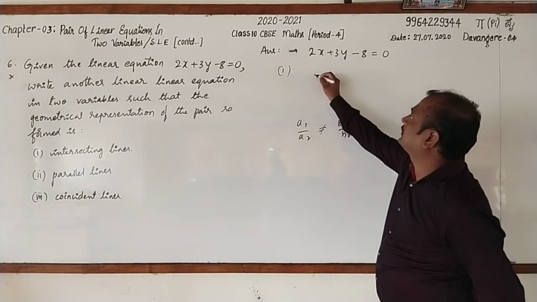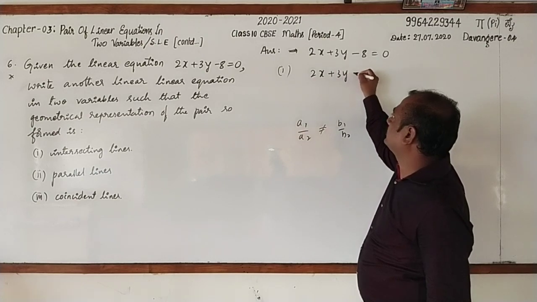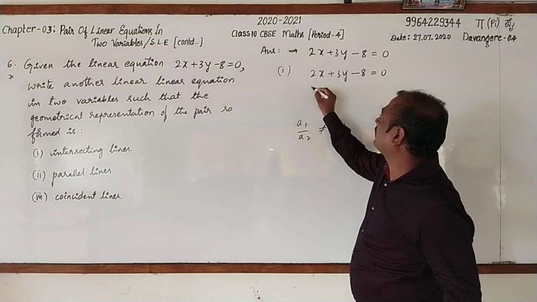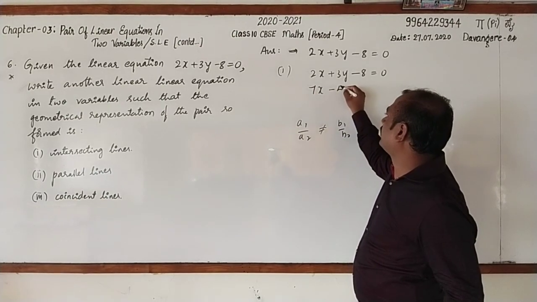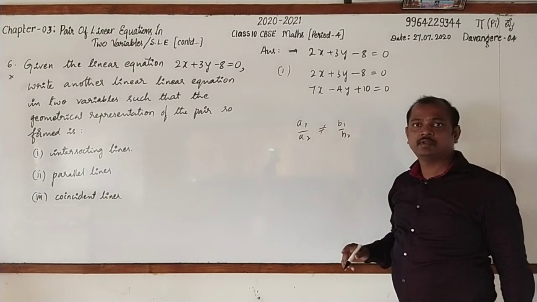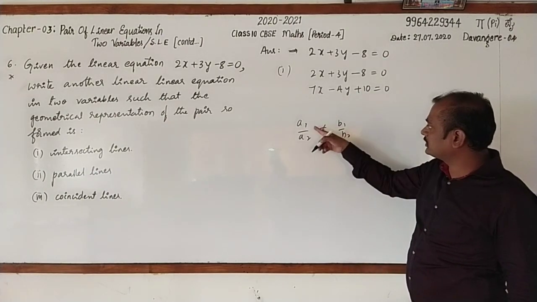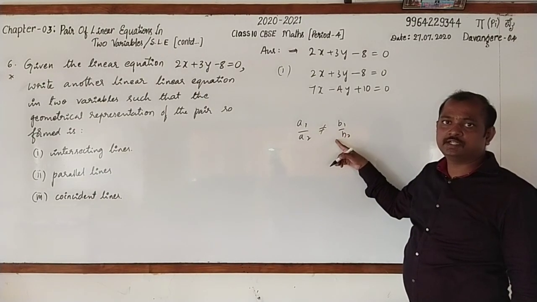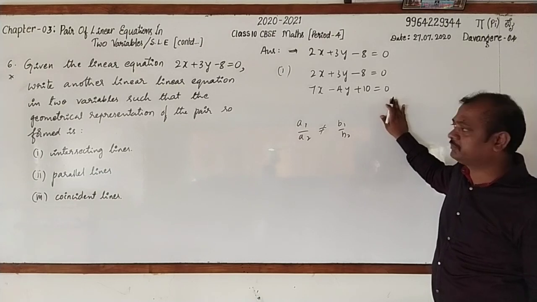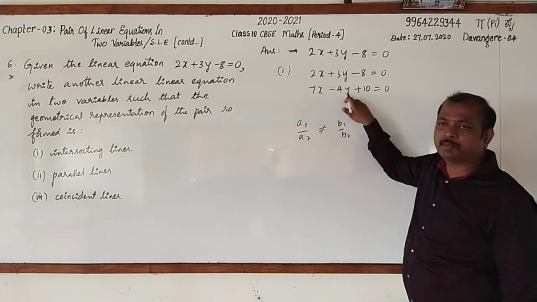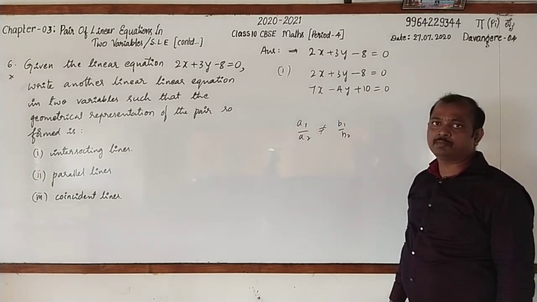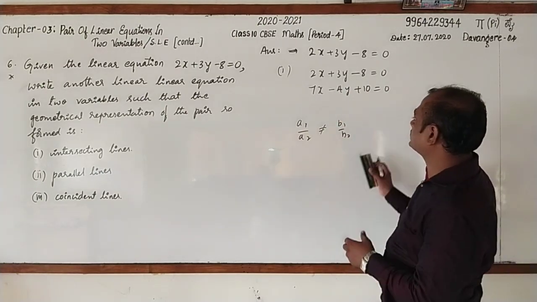Observe it. Here the first equation is 2x plus 3y minus 8 equal to 0. And the second equation, I'll write 7x minus 4y plus 10 is equal to 0. See that? These two satisfy this condition. Clear? This is the required equation. You can write only this much. Only for the sake of understanding, I am giving you more information. Just let us check.